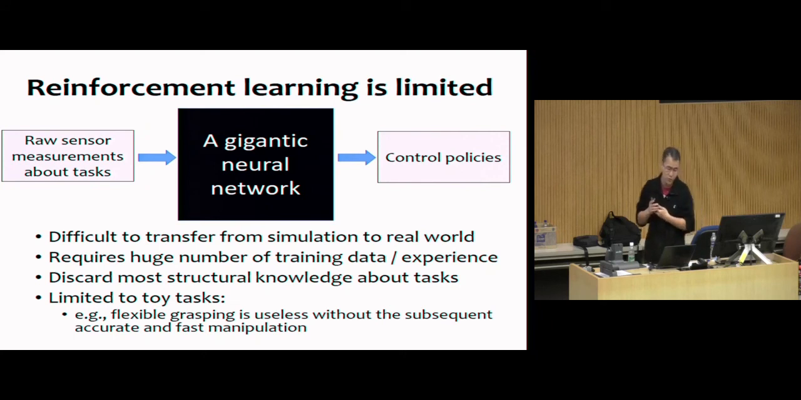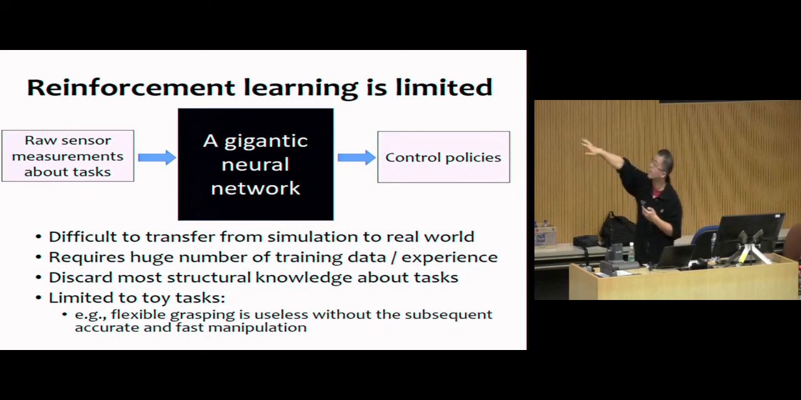Okay, so here is one example, reinforcement learning. Usually we are doing some, for example, end-to-end procedure. So we get some sensor data, and then we feed the data into some very large neural network, and then we can get some control policy. But we have many drawbacks for this kind of procedure. It is difficult to transfer from simulation to the real world. It requires a large amount of training data, and also does not use much structural knowledge about the task. Okay, and also it is limited to toy tasks.